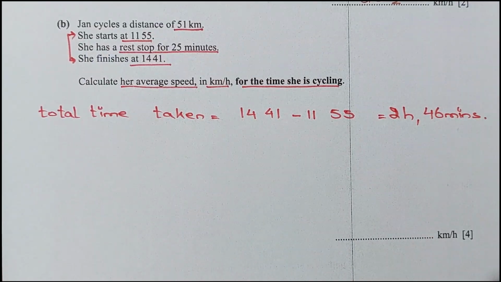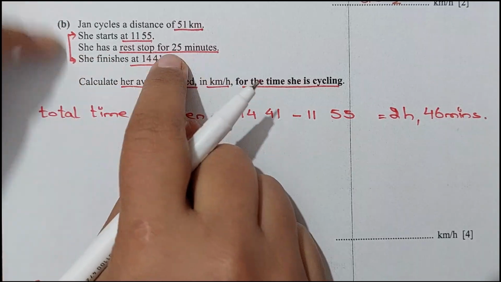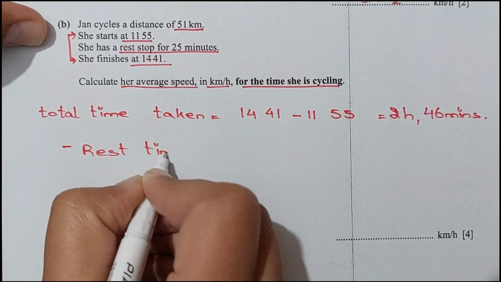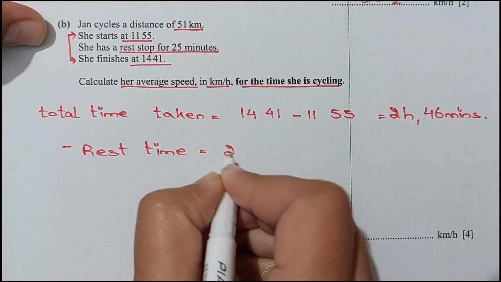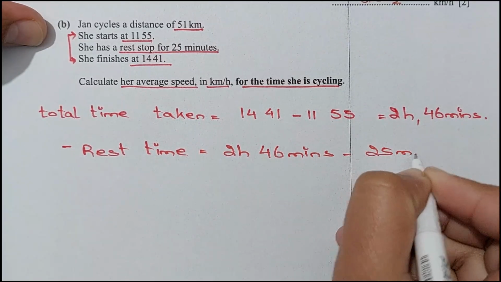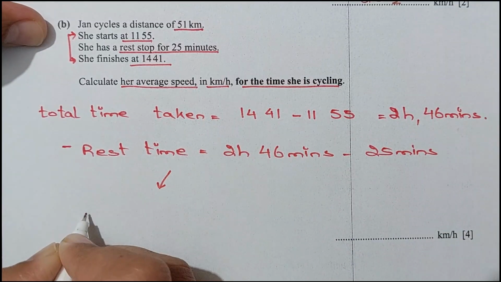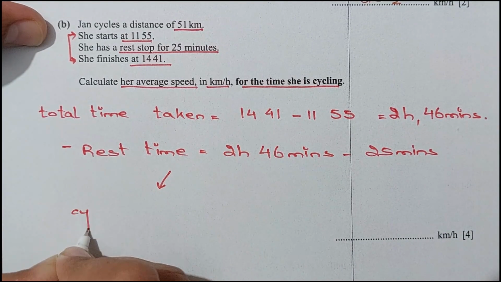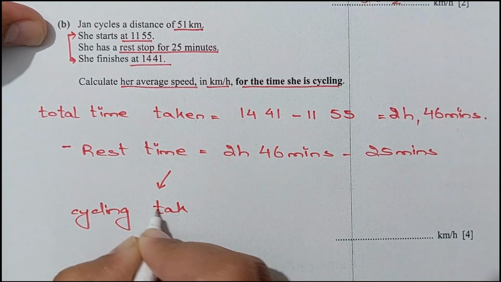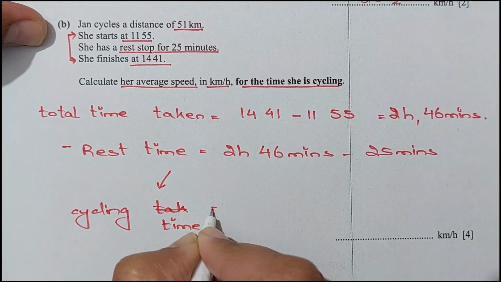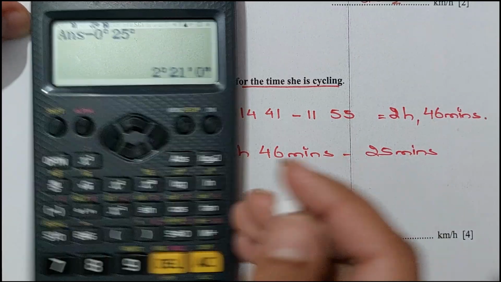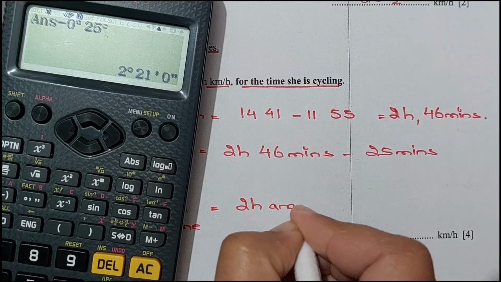This is the total time from when she starts to when she finishes. She has a rest of 25 minutes, so subtract the rest time. From 2 hours and 46 minutes, we have to subtract 25 minutes. This will be the time she cycles, so this is the cycling time. Subtract 0 hours 25 minutes: 2 hours and 21 minutes.